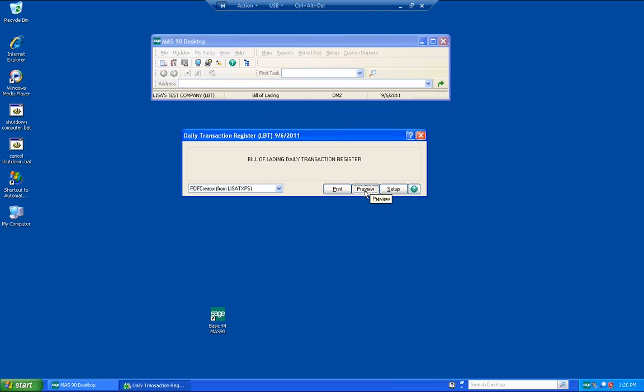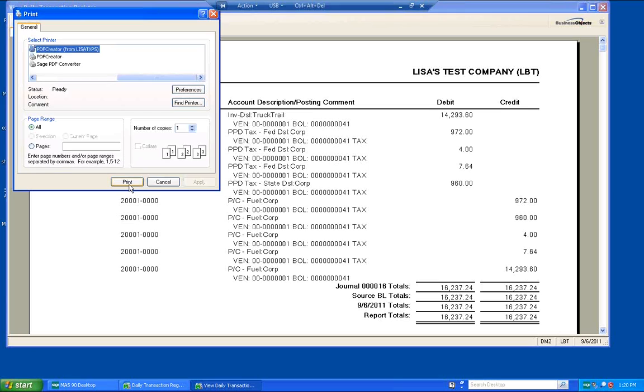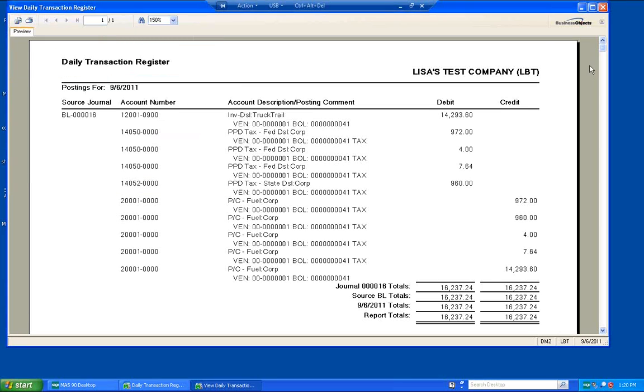The first one we're going to get is our bill of lading transaction register. Notice that it's receiving the product into my truck and trailer inventory for diesel. The taxes are hitting the tax account, and everything is hitting the purchases clearing account. So even though the item is going to end up in the TC warehouse, the truck and trailer inventory GL account is still getting the entry for the purchase.